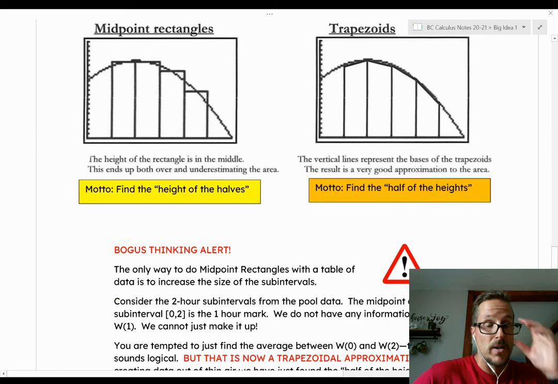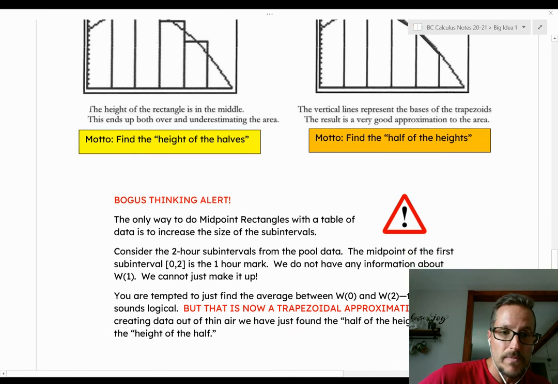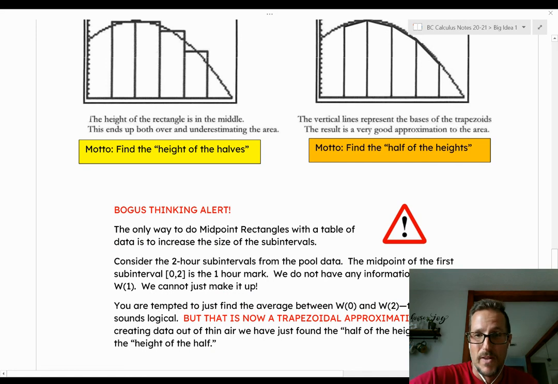Now, here's a little bogus thinking alert, and some of you are going to screw this up royally. When you do midpoint rectangles with a table of data, you can't just make up data that you don't have. This isn't science fair where you can just make up data that you don't have, okay? You can't make this stuff up. If I have a 2-hour subinterval, say from the pool data, the midpoint of the subinterval 0 to 2 is the 1 hour mark. Now, do I have data from the 1 hour mark? No. Can I make it up?